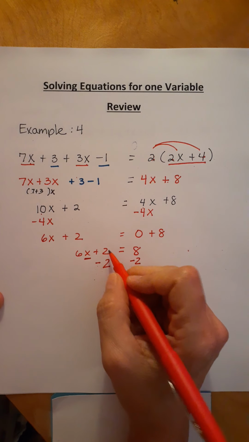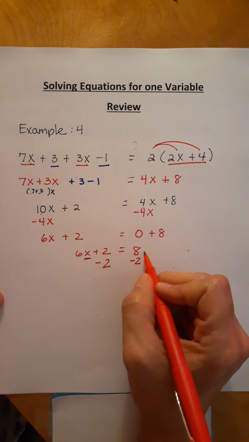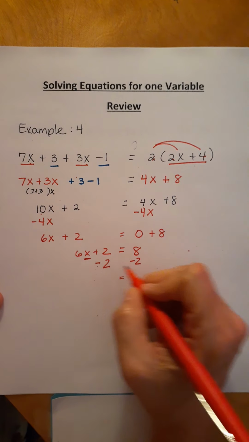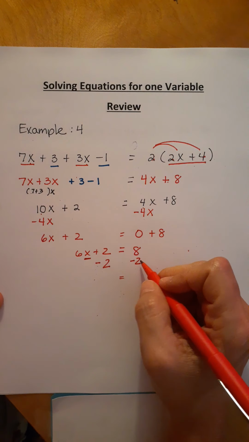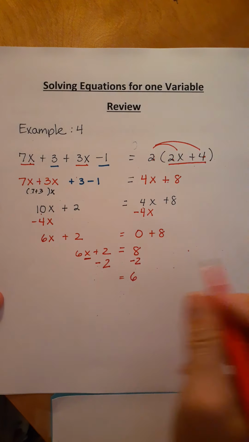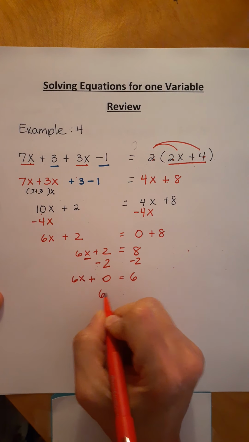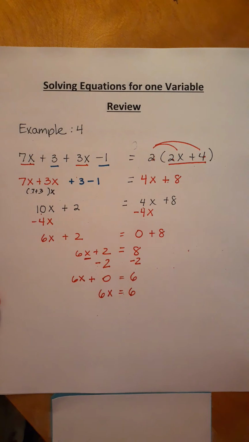Now, some people don't like to write this here. They just go ahead and change the sign and put it over here. You'll get the same result. That's fine. As long as you understand this is using the subtraction property of equality. 6. 0 plus 6x, which we break down to 6x equals 6.